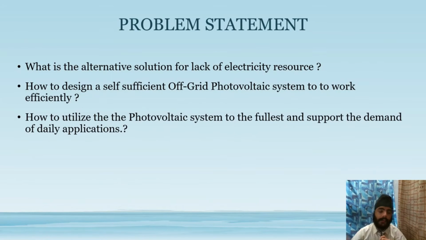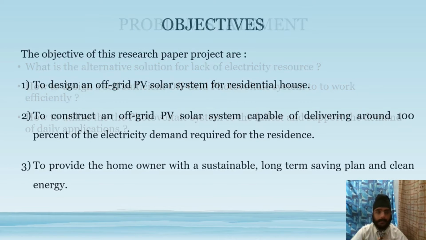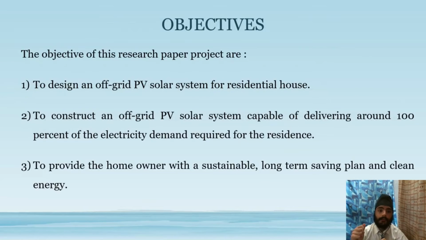Problem statement. There are three problem statements for our project. First, what is an alternative solution for lack of electricity resource; how to design a self-sufficient off-grid photovoltaic system to work efficiently; and how to utilize the photovoltaic system to the fullest and support the demand of daily application.